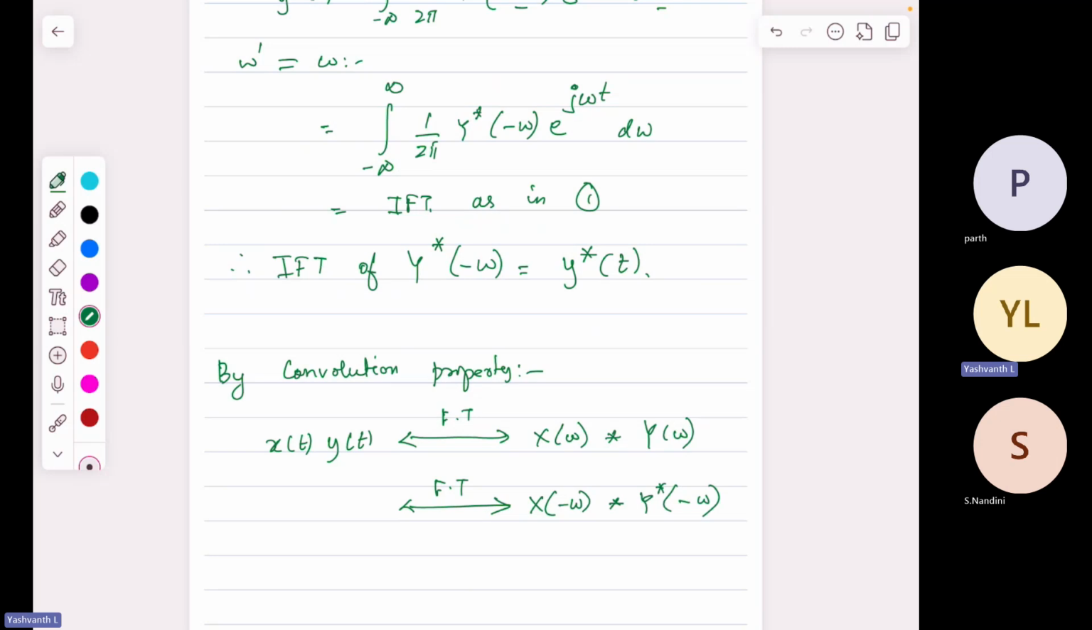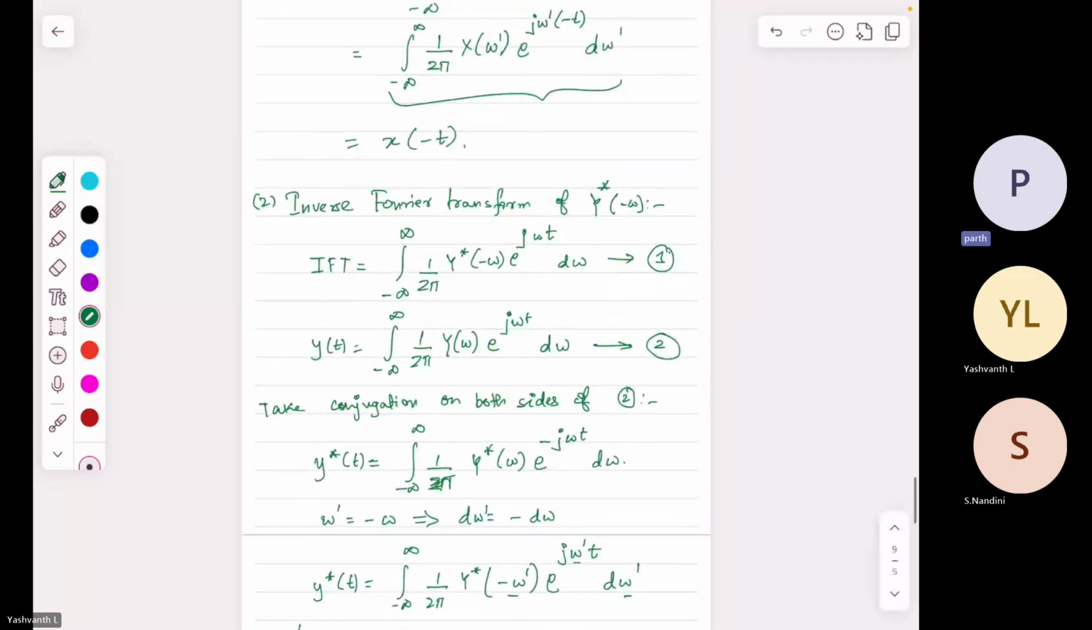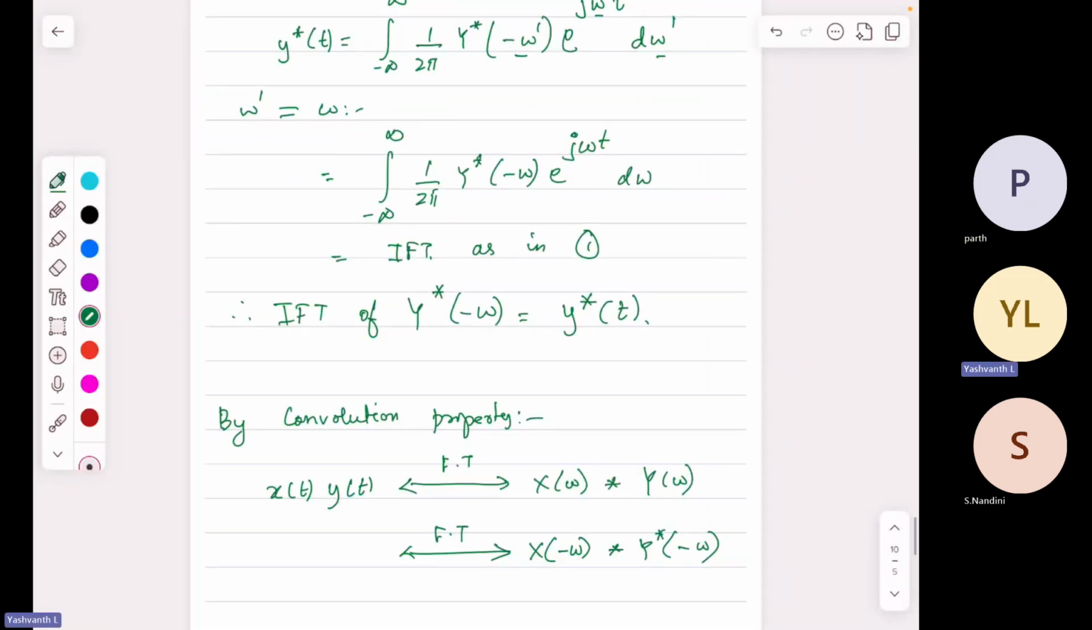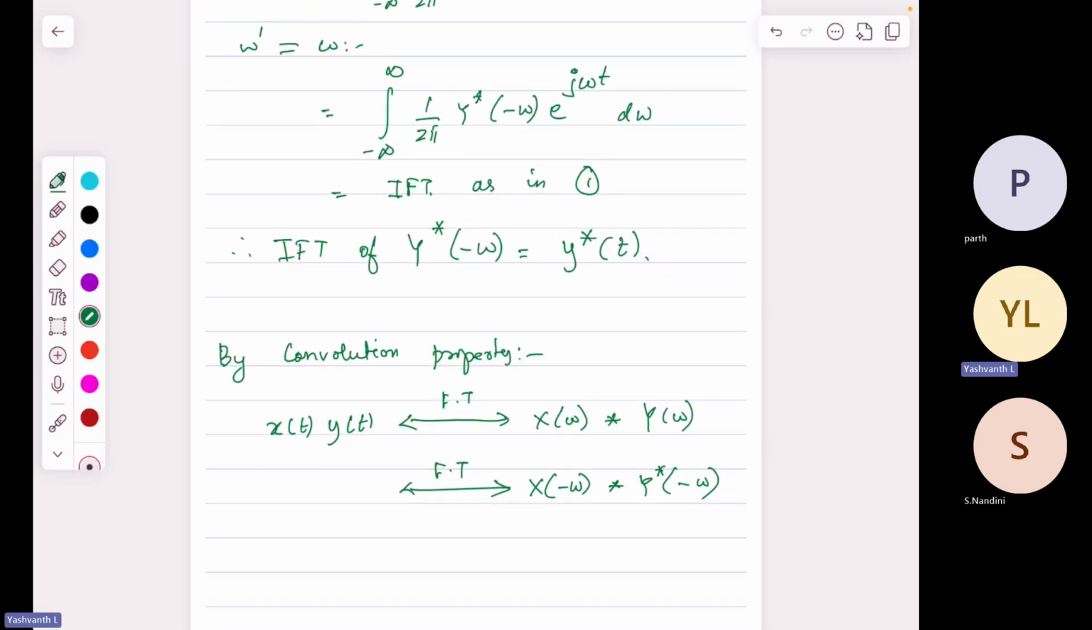Now tell me the left hand side. Can you tell me the left hand side? x of minus t and y of minus t. Not y of minus t, y conjugate of t, right? Y conjugate of t. Exactly. So x of minus t into y conjugate of t will have the Fourier transform x of minus omega convolved with y conjugate of minus omega.